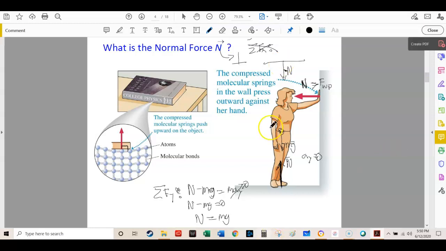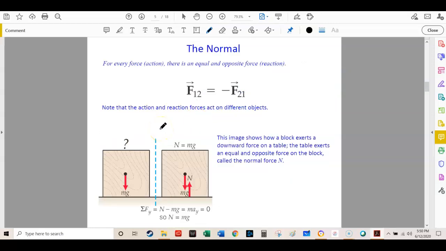It's really only the force of the ground that could possibly be equal to the weight of the object. But there are some cases where the normal force is not equal to the weight of the object. In this case it is, because she's not accelerating up or down. All right. So let's talk about when the normal force is not equal to the weight of the object. Well, actually equal to the weight of the object to begin with, right?